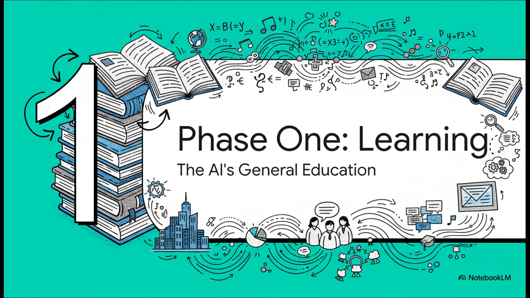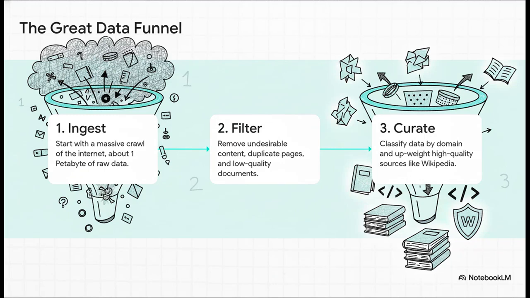In the industry, this is called pre-training, and you can think of it as the model's general education. This is where it just sits and reads and reads and reads, learning facts, language, culture, and all the basic patterns of how we communicate. But you can't just feed it the raw internet. It is way too messy. So the first step is this giant data funnel.